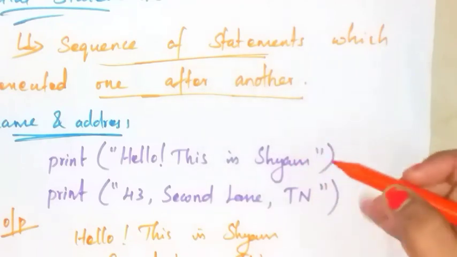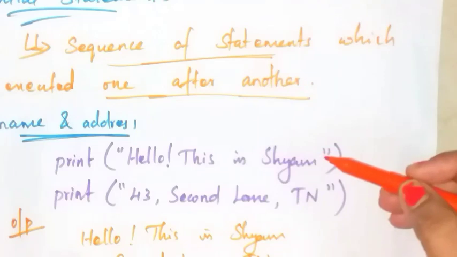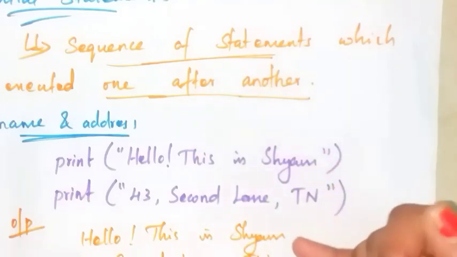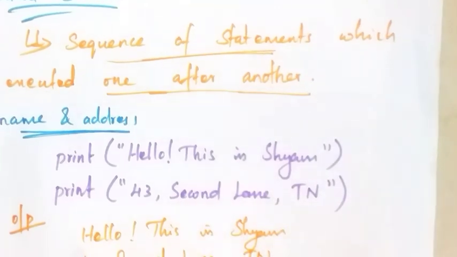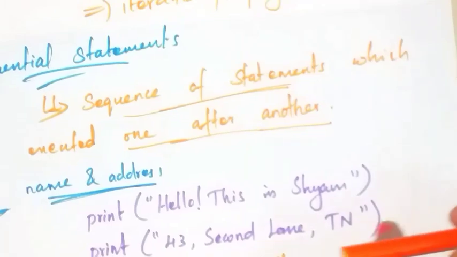So sequential statements are executed one after another. Okay, first you have to execute the first statement and next the second statement, next third, fourth, fifth, sixth. Okay, you have to execute in the sequential order. Okay, so this is about sequential statements.